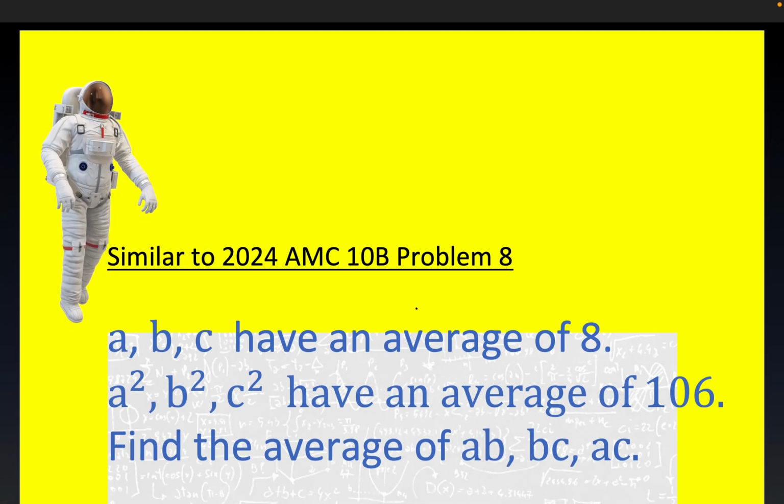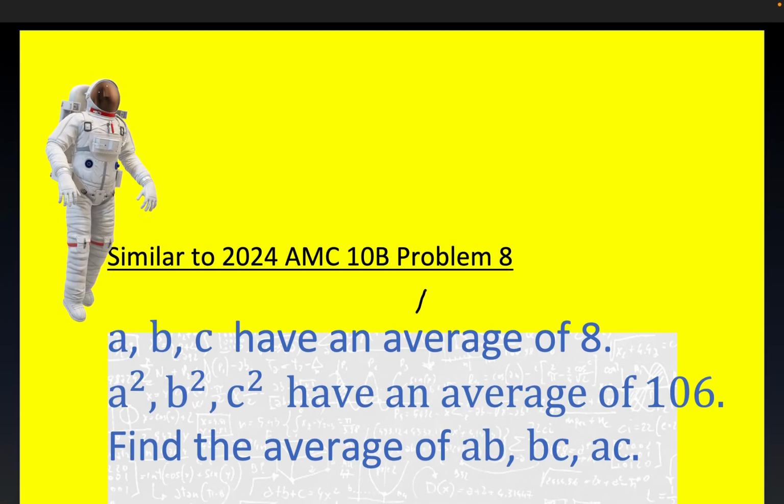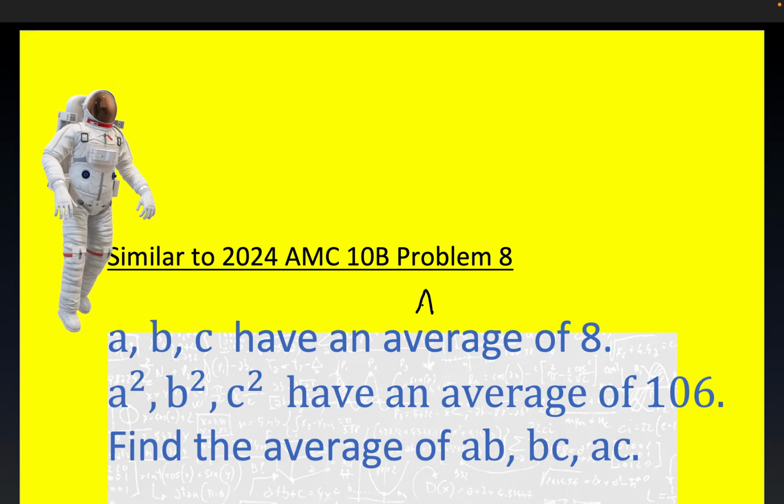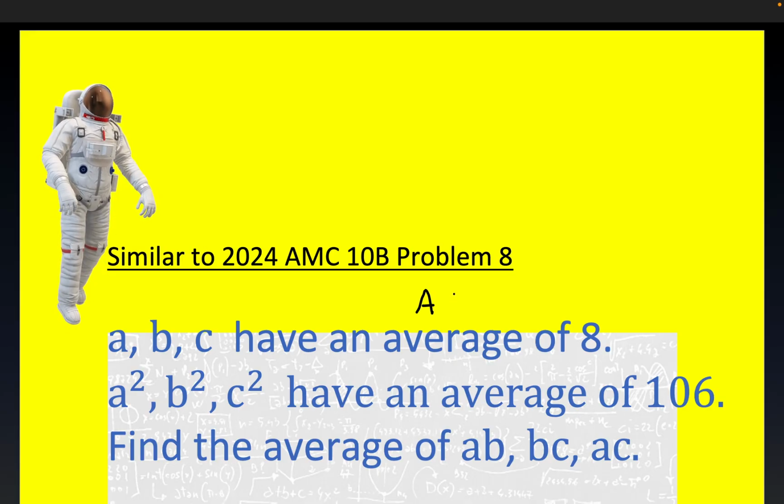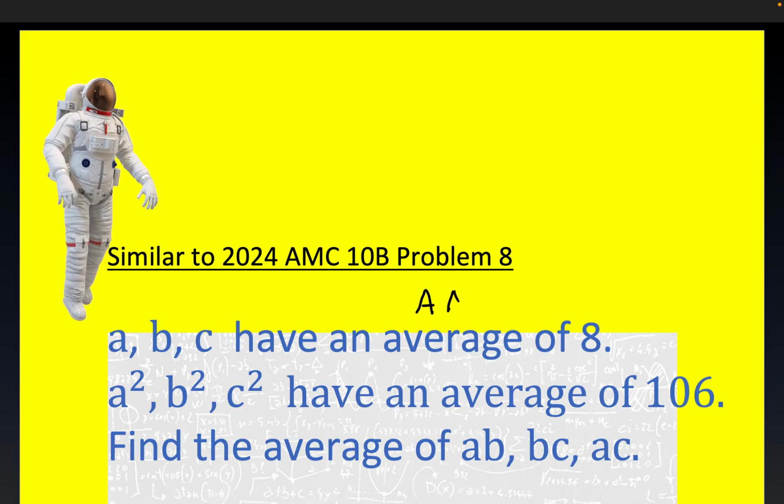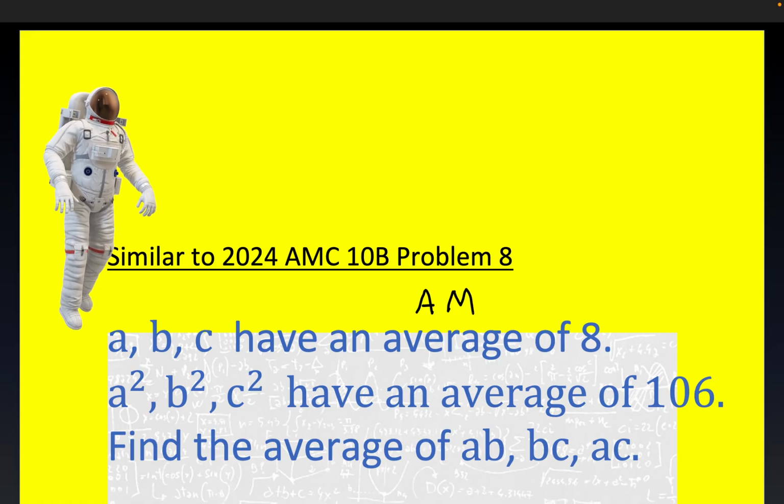Arithmetic mean, I think, is a lot more common right here for average. Like in grade school, I think a lot of teachers just call it average, but it also is called arithmetic mean, more commonly in competitions, I think.